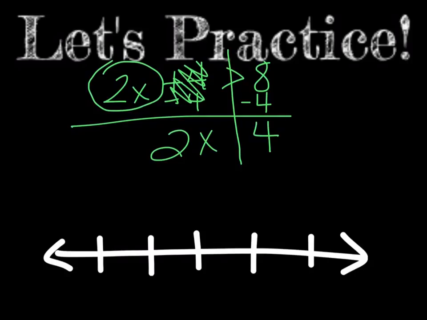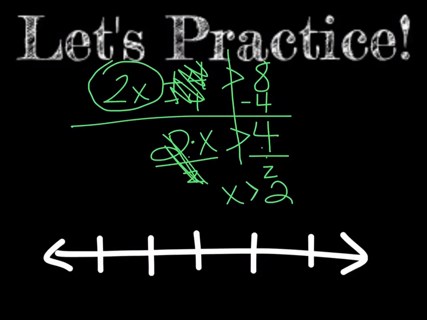Well, I still got to bring down my inequality symbol. And remember, when we do this, we know there's an imaginary little multiplication dot right there. So to get rid of a times 2, I have to divide by 2. And what I do to one side, I have to do to the other. So these 2's cancel out, bringing down my x. And 4 divided by 2 is just 2, and I still bring down my sign. So the inequality that I'm working with after solving is x is greater than 2.